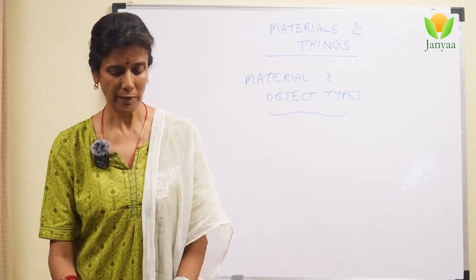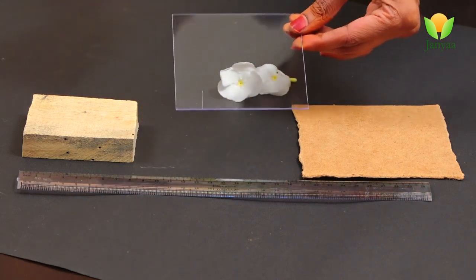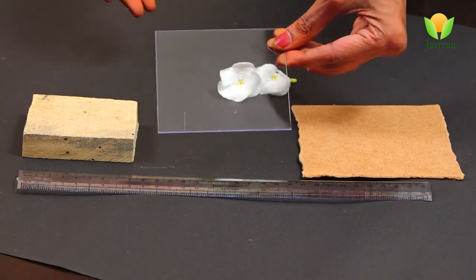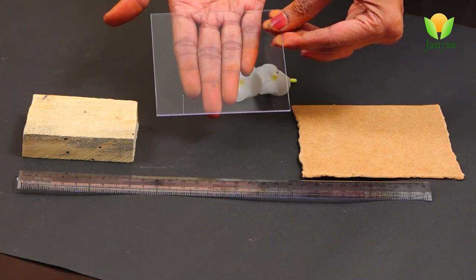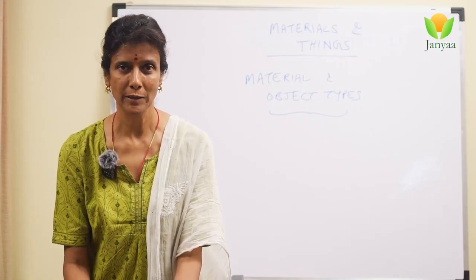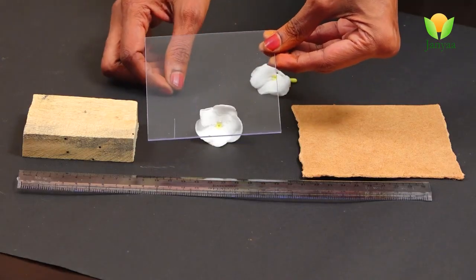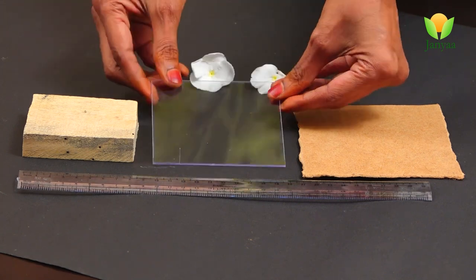Now, what is a transparent material? This is a glass. Okay, a transparent material is something where light can pass freely through it. See, you can see my hand. So it can pass freely through it. That is a transparent material. Now, see, if I put a flower here, can you see it clearly? Of course you can. So it's a transparent material.